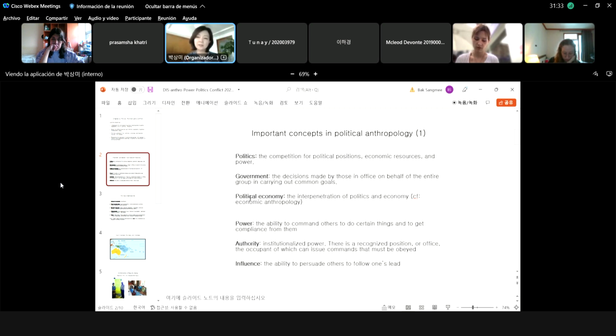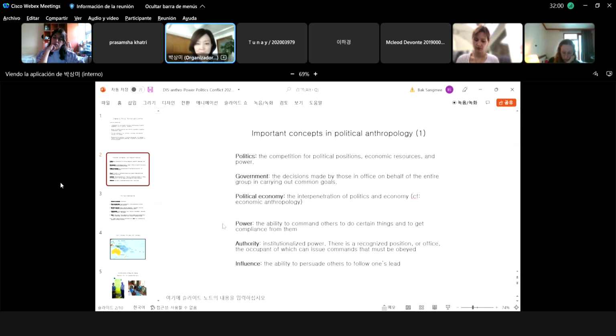So whether the decision is a legitimate thing for someone in office, for the whole society in carrying out common goals, or it's motivated by some political intention? That's kind of hard to distinguish.